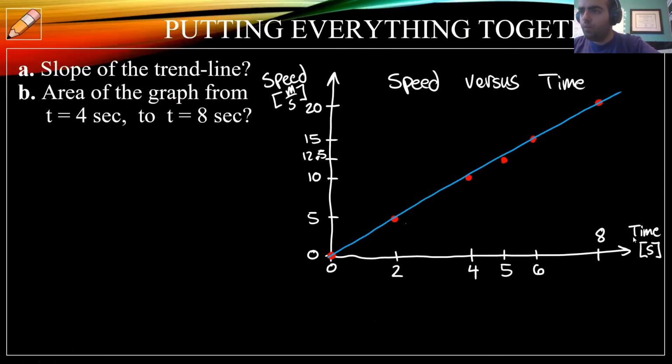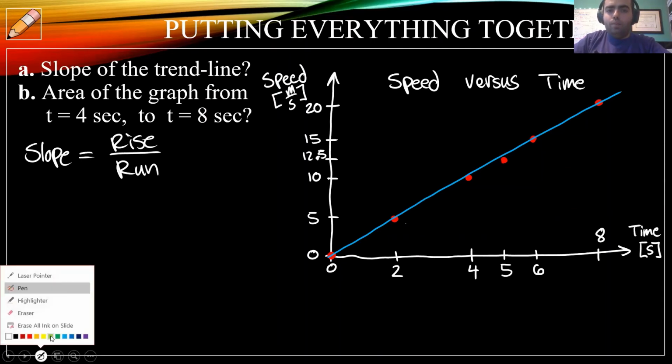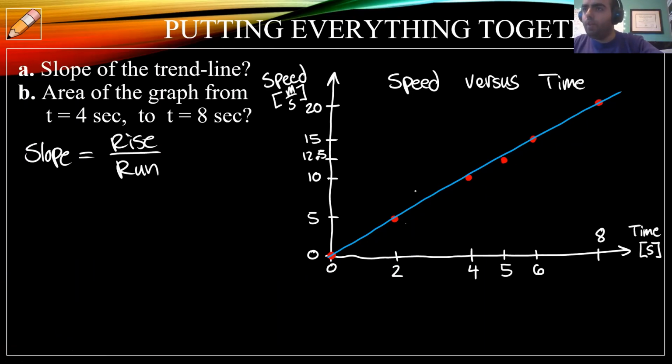So here were the 2 questions that I wanted us to answer based on this graph that we just came up with. The first thing that I want us to come up with is the slope of this blue trend line. And so remember that our slope is rise over run. It's the rise of the graph divided by the run. And so what I'm going to do is I'm going to draw the rise in green, and I'm going to pick 2 points that are on the line. So I'm going to pick this point right here and this point right here.